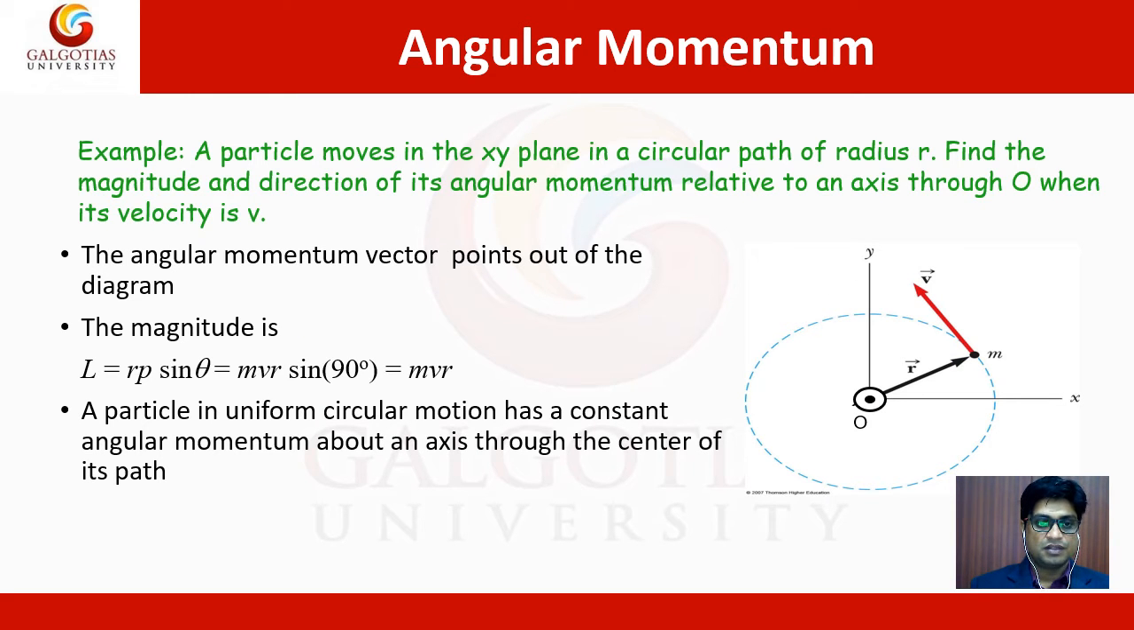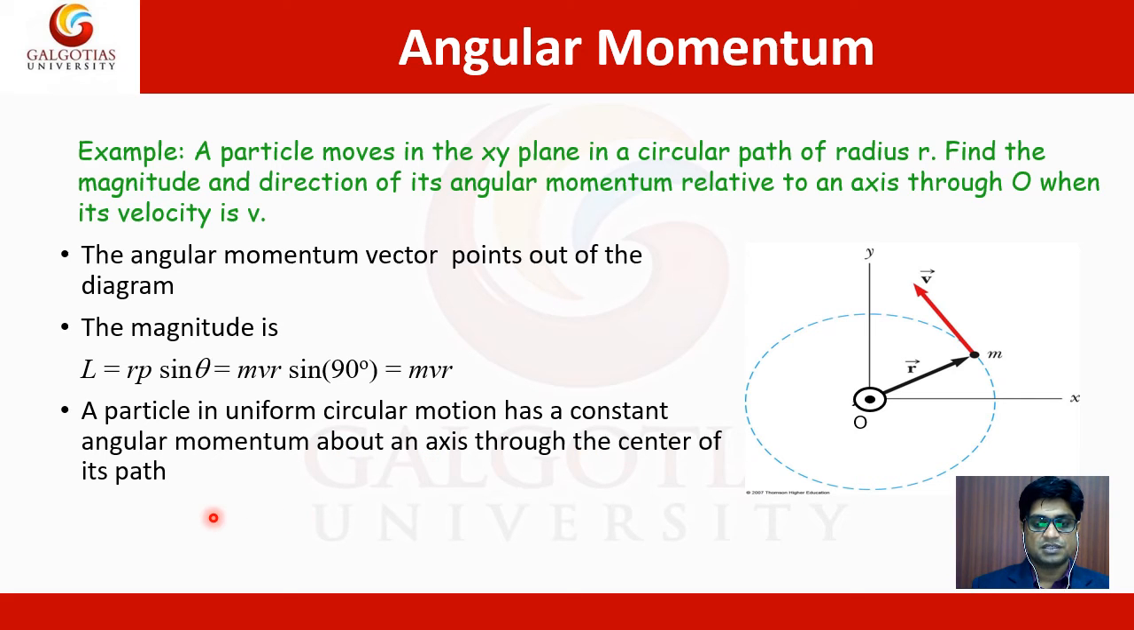Let's see an example: a particle moves in the xy plane in a circular path of radius r. Find the magnitude and direction of its angular momentum relative to an axis through O when its velocity is v, as we can see from the figure. So the angular momentum vector points out of the diagram. The magnitude of L is equal to r p sine theta. We know that r and v are perpendicular because r is the radius. So L is m v r.